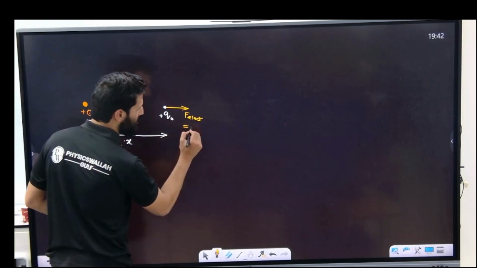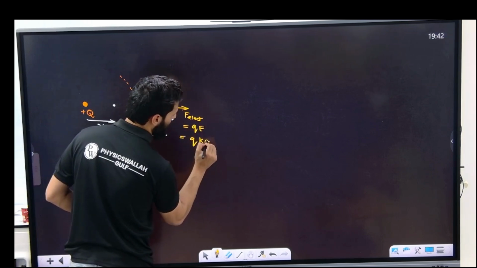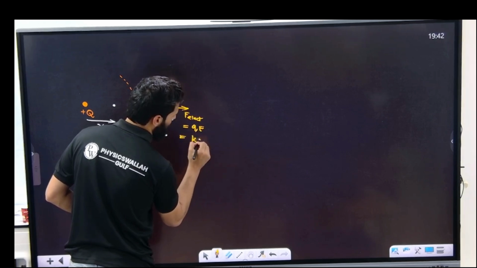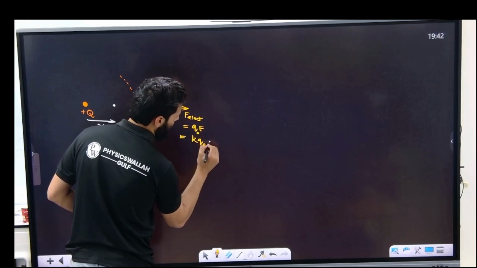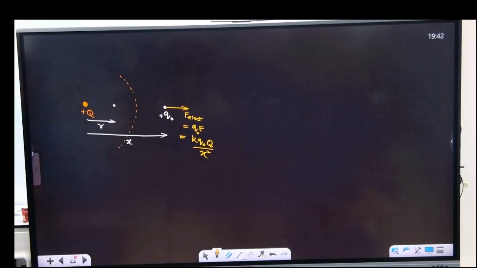You can write both ways. You can write Q into E, and the field due to a point charge we know is KQ by R square. Basically, we are writing the same Coulomb's law here: K Q Q naught divided by x square. Clear? Any doubt till here?